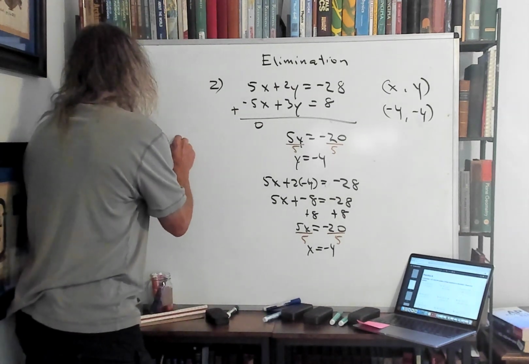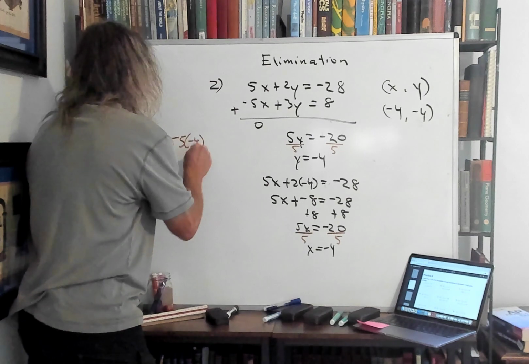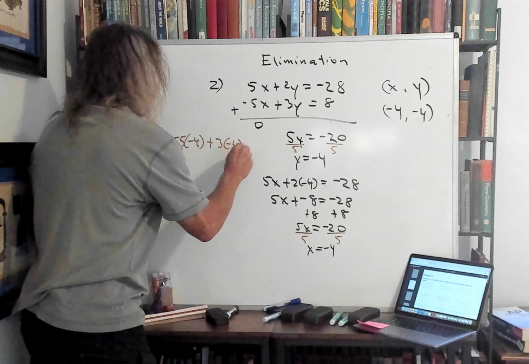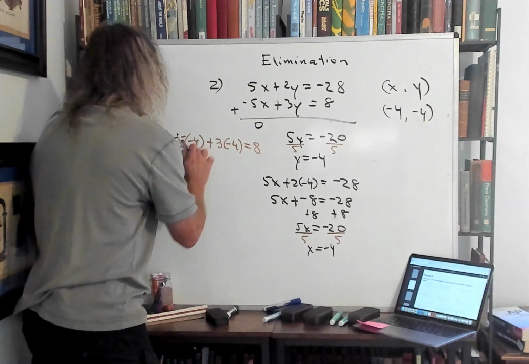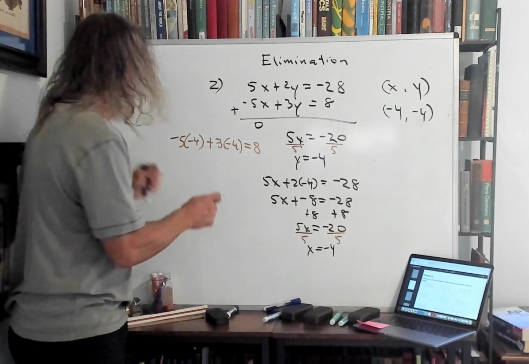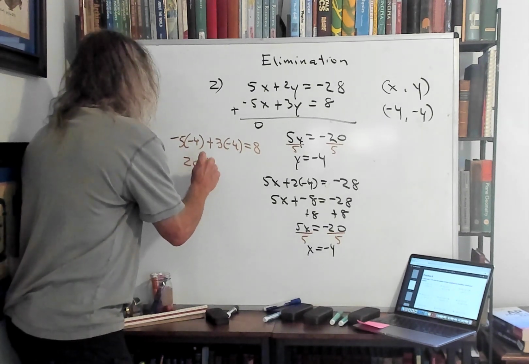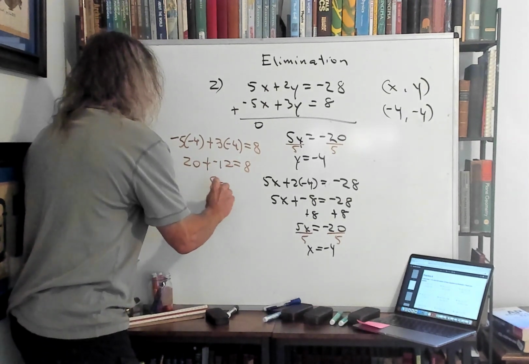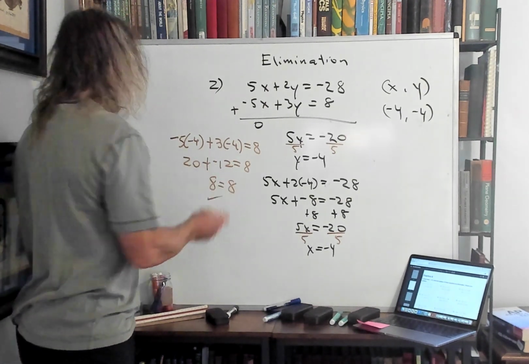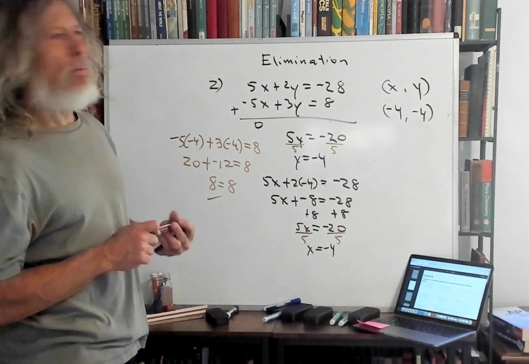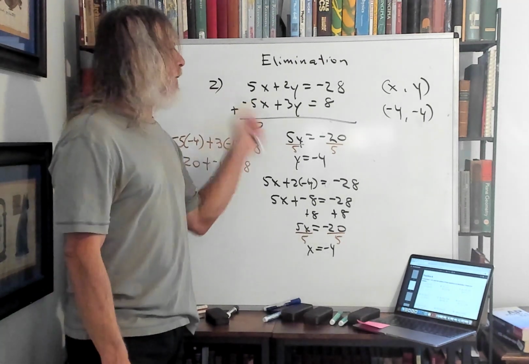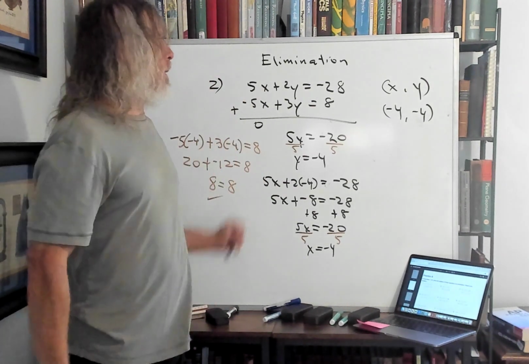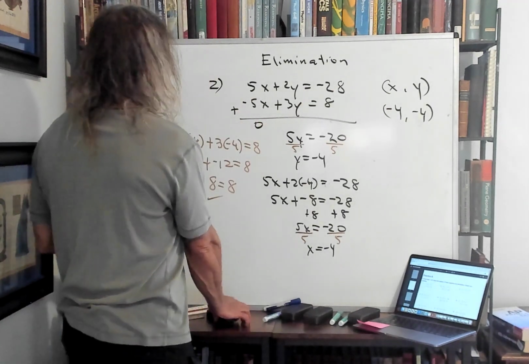Negative 5, negative 4, plus 3 times negative 4, it's supposed to equal 8. And so 20 plus negative 12 is 8. 8 equals 8. Check. So it works in both equations. That's what we want. We want to see what they have in common, where they meet. When we graph them, what's the one point they have in common? Right here. Okay.